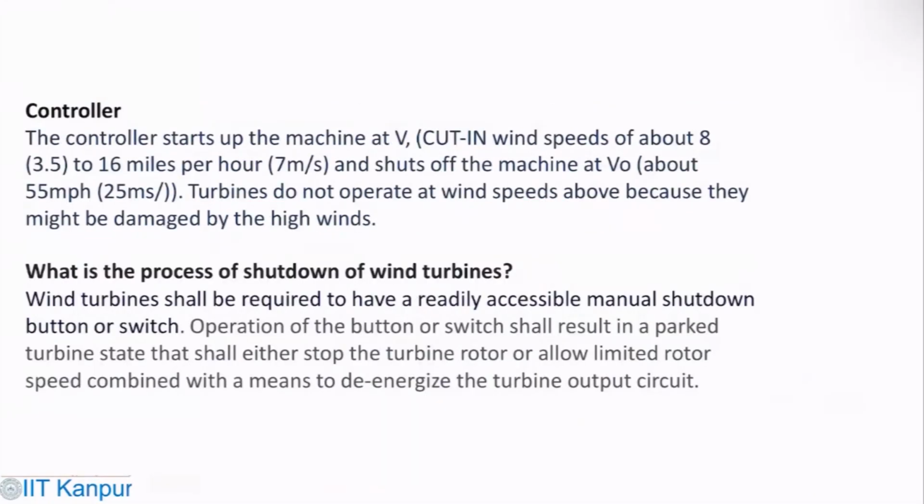Now you could have a controller which starts up the machine and shuts off the machine when turbines do not operate. So what is the process of shutting down wind turbines? It shall be required to have a readily accessible manual shutdown button or switch. Operation of the button or switch shall result in a parked turbine state that shall either stop the turbine rotor or allow limited rotor speed. So that's how one can do that.